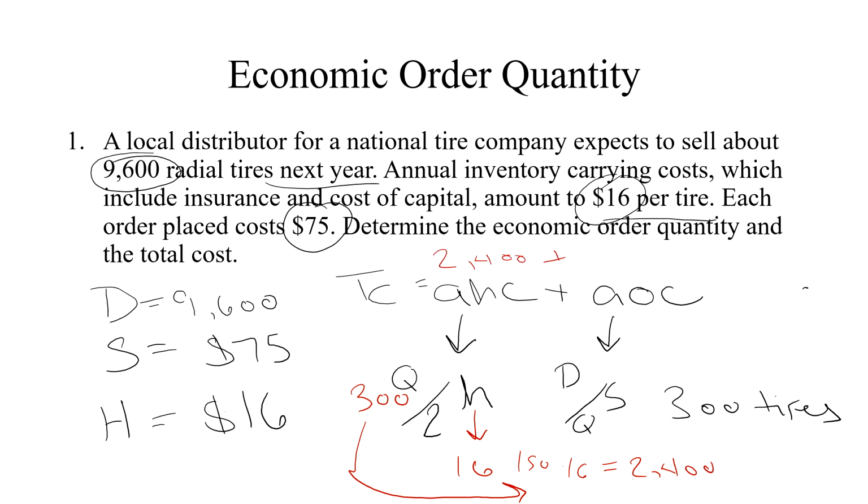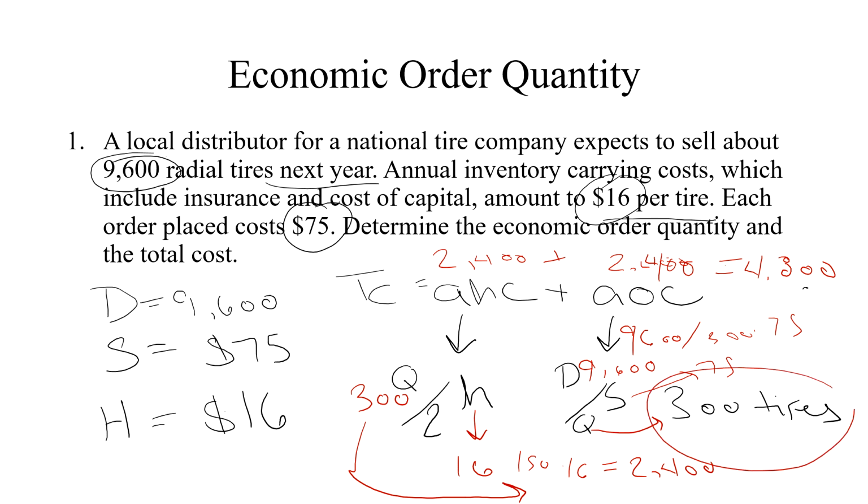And then our annual ordering cost is going to be our demand, which is 9,600. Quantity we just found is 300. And then S is going to be 75. So 9,600 divided by 300 times 75, and that's going to also happen to give us 2,400. I think it's just a coincidence that they're the same. It's not always going to be the exact same number. And then we add those together to get 4,800. So our economic order quantity is going to be 300 tires. That's the best quantity they're going to want to order so that they can minimize those costs. And then our total cost is going to be $4,800.